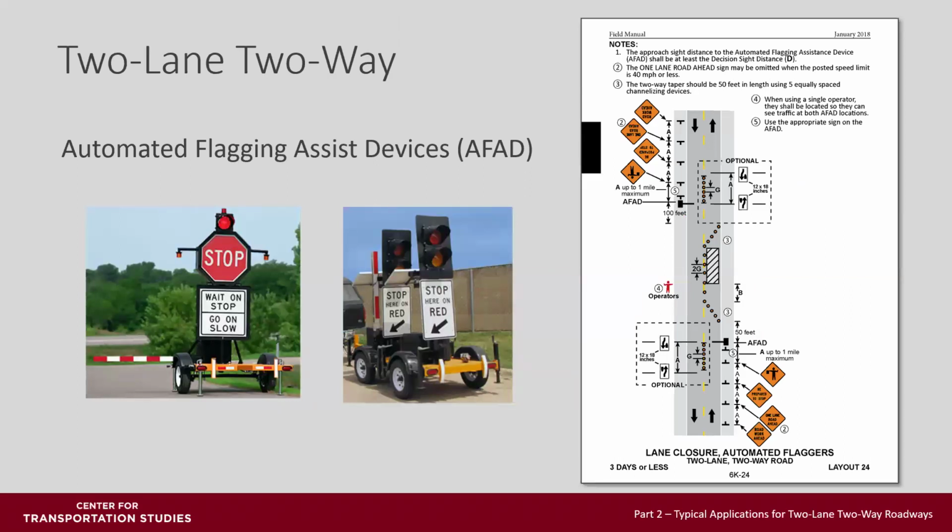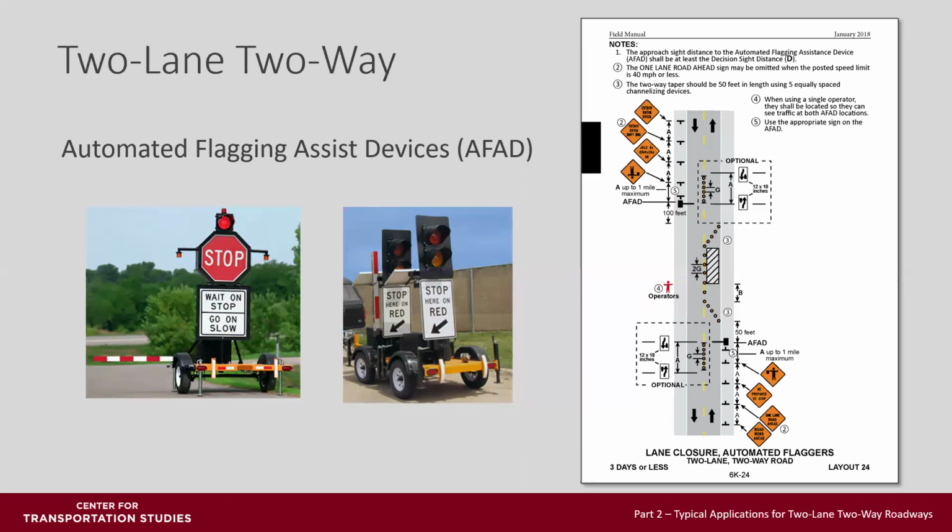Layout 24 is for automated flagging assist devices, or AFADs. They are operated by flaggers, but the flaggers are not on or near the roadway. They're located away from moving traffic to enhance their safety. And in some situations, a single operator can be used as long as that operator can be located so they can see the traffic approaching from both directions and see down the roadway in both directions.